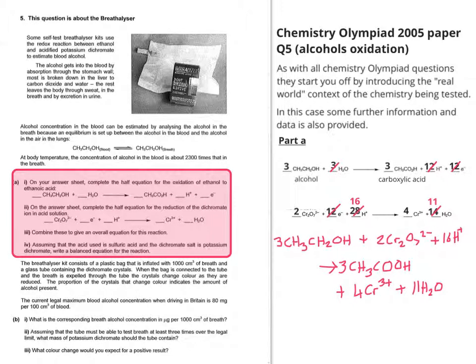which gives us 3 moles of ethanol, 2 moles of Cr2O7 2-, 16 moles of hydrogen ions, converting to 3 moles of carboxylic acid, this is ethanoic acid, 4 moles of chromium 3+ ions, and 11 moles of water.